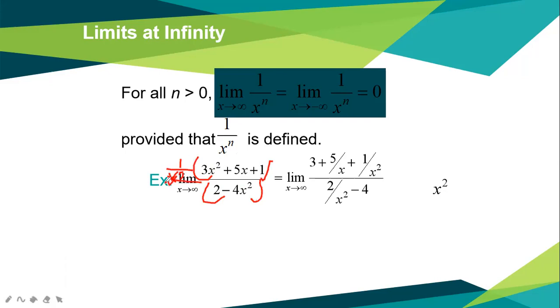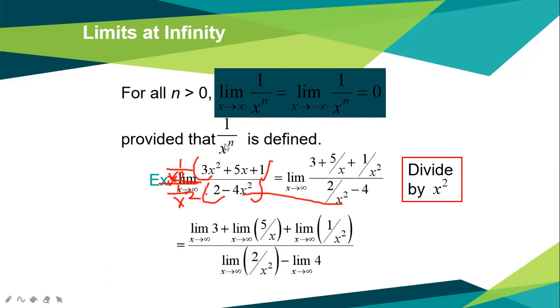Okay, so 3x squared multiplied by 1 over x squared, so we have 3. Next, 5x times 1 over x squared, so we have 5 over x. Plus 1 times 1 over x squared, so we have 1 over x squared. Then the denominator: 2 divided by x squared, so we have 2 over x squared. Negative 4x squared times 1 over x squared, so we have negative 4. We divide by x squared, or multiply by 1 over x to the power of n. They are the same, right?